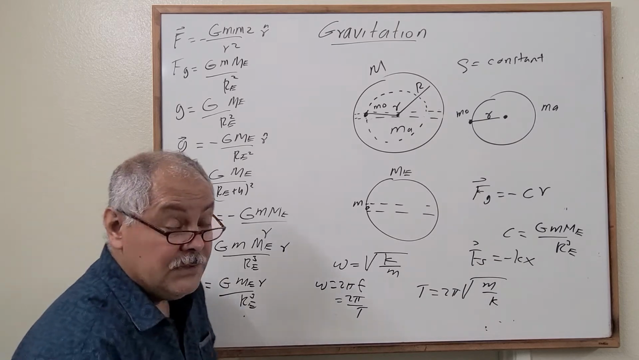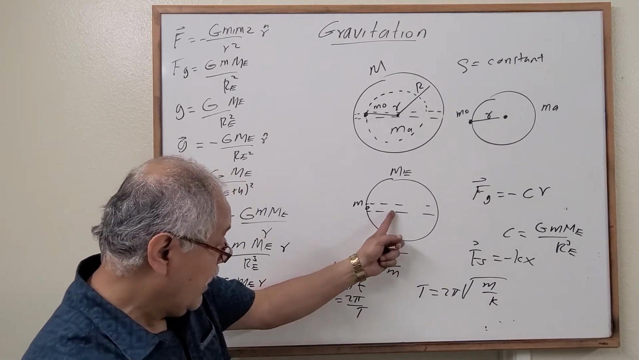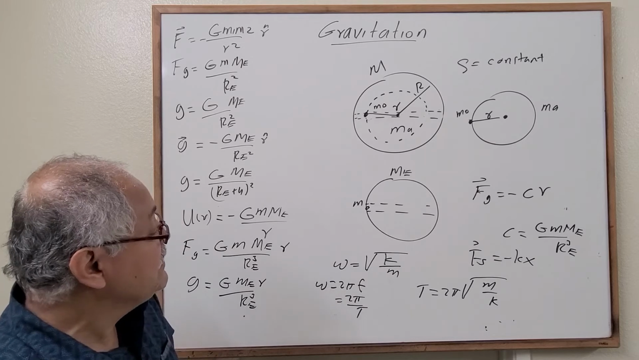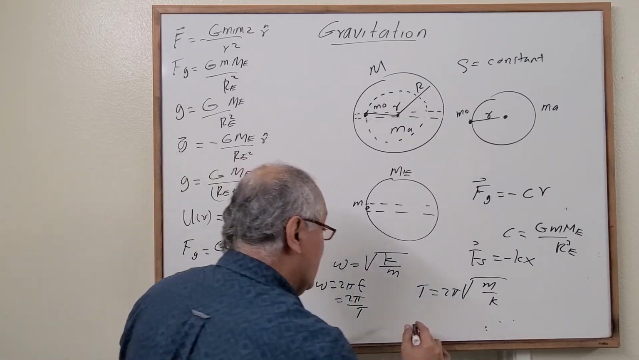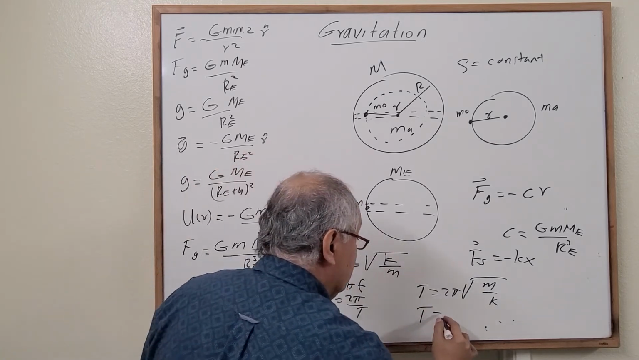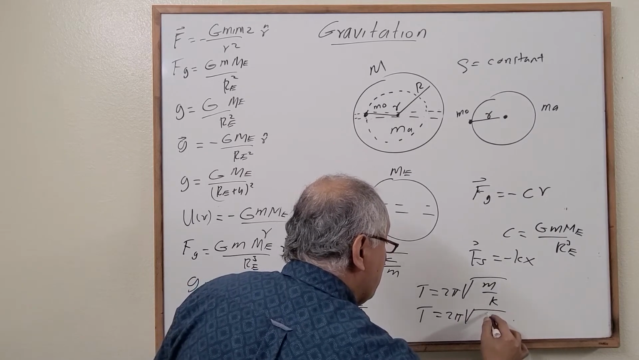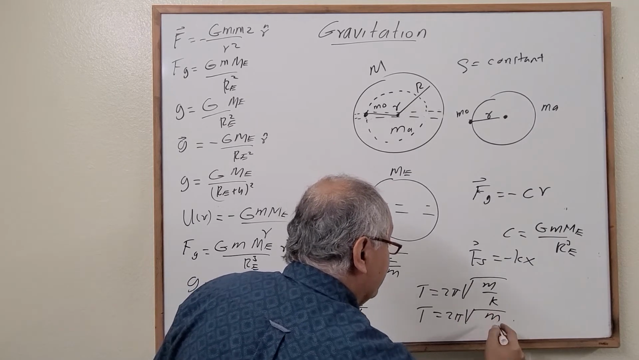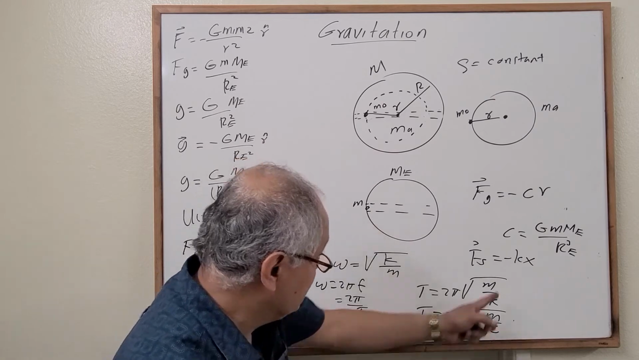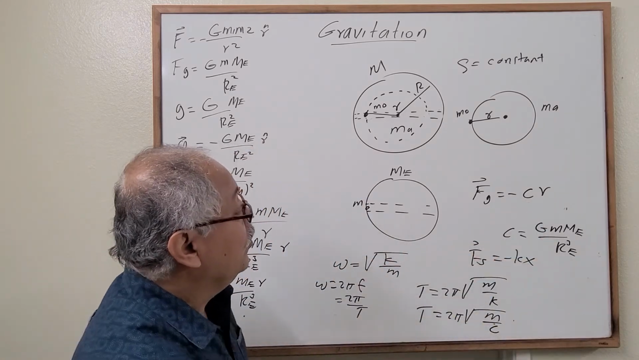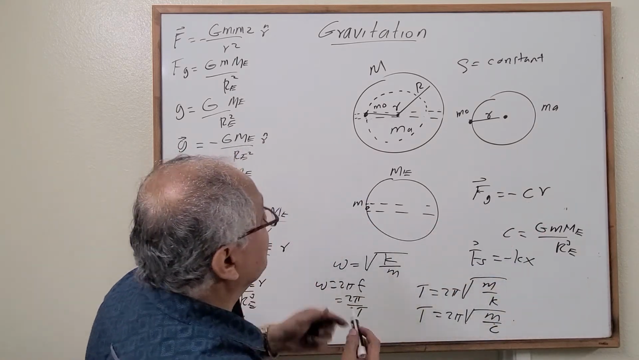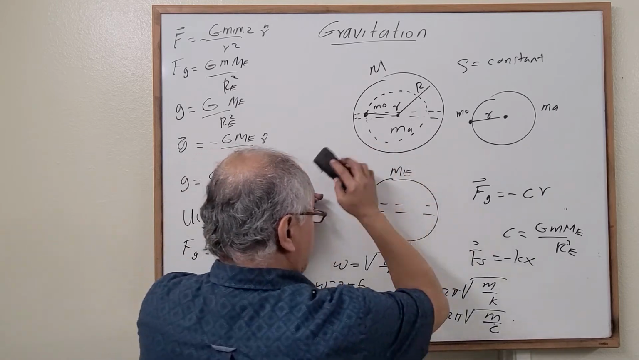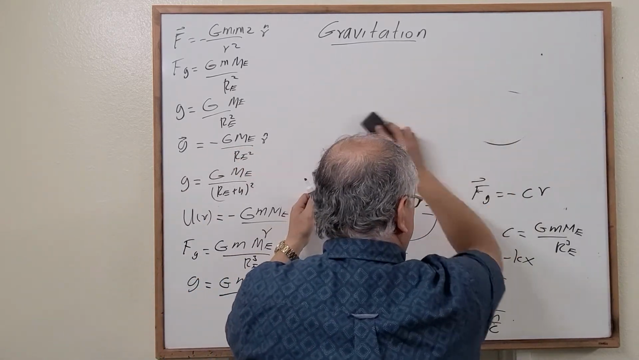This simply happens to gravity, correct? Because they have the same form, so we expect the period to equal 2 pi square root of mass divided by c, right? This constant right here, where c is equal to that amount. Let me do it right here.